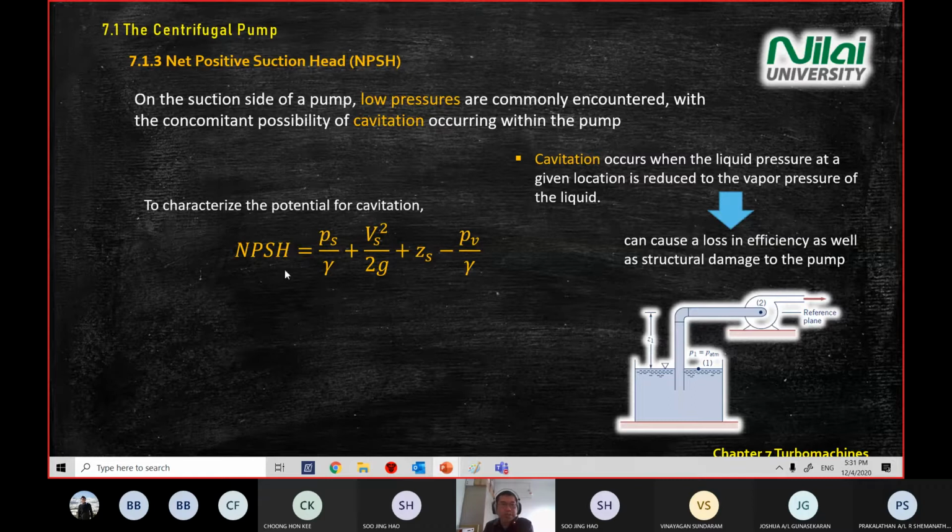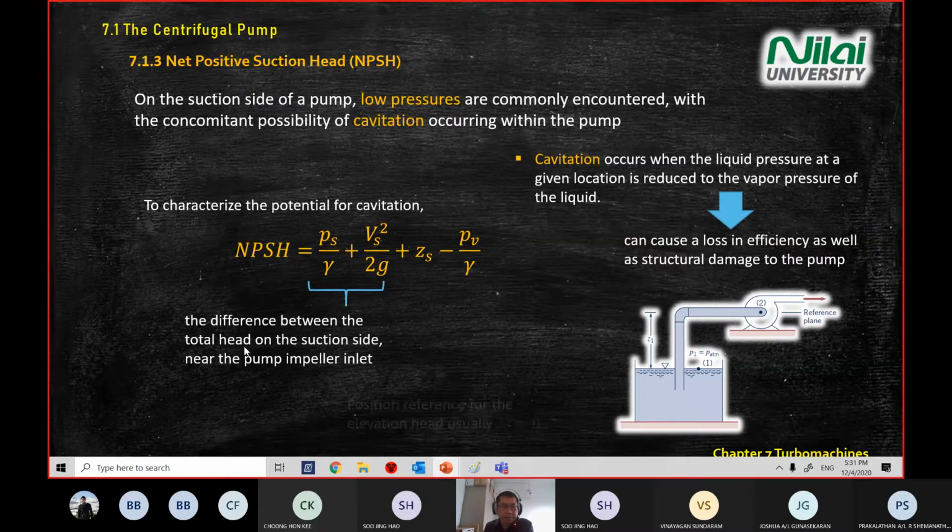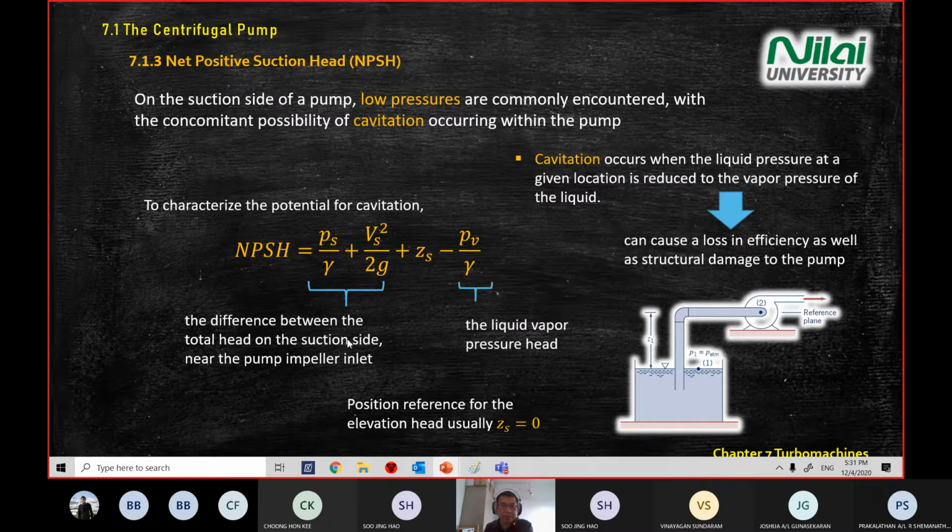So net positive suction head, or NPSH, is a very popular parameter when it comes to pumps. You mention NPSH to any supplier of the pump, they will know. This value is very important because all the end users try to avoid a certain value because of the cavitation problem. So it's given by this equation. All right. The rest you can read from my slides.